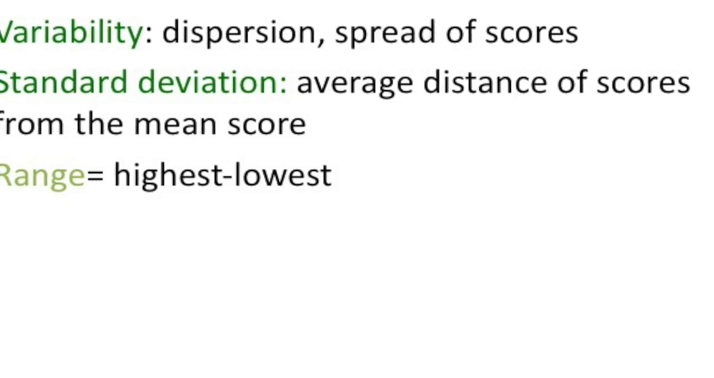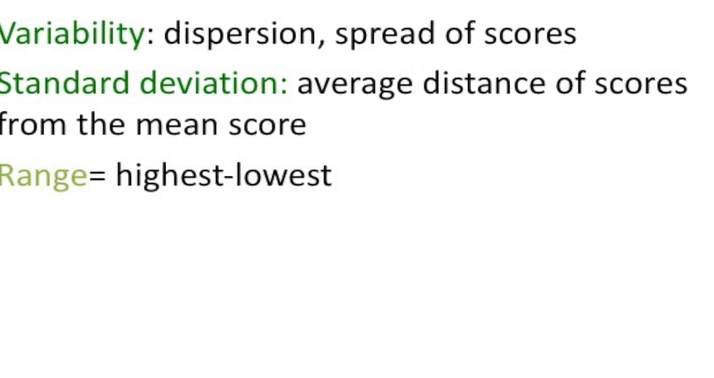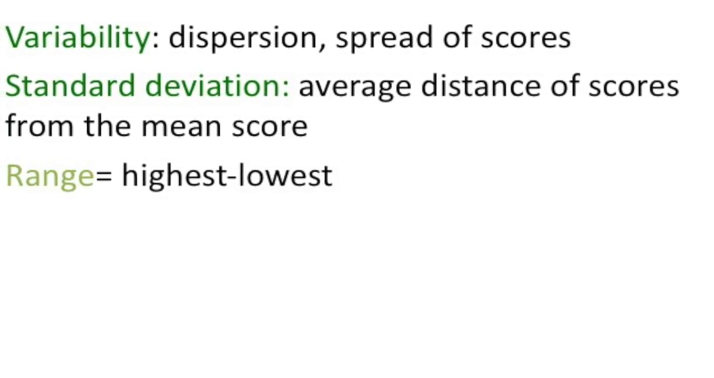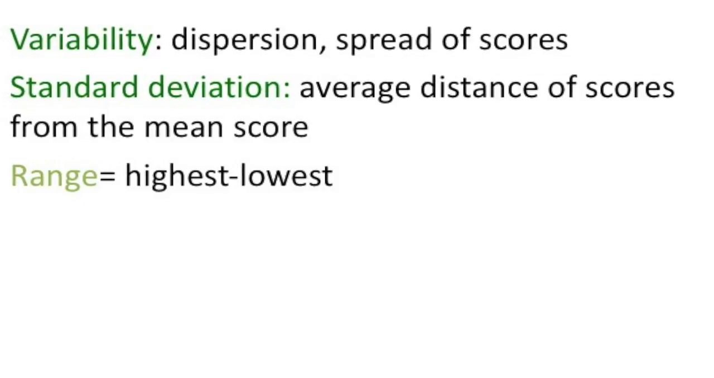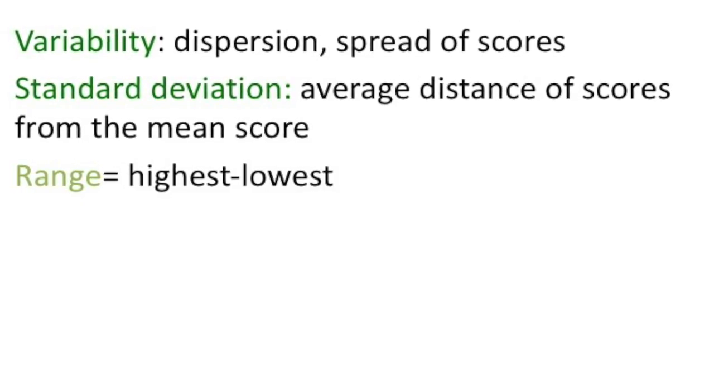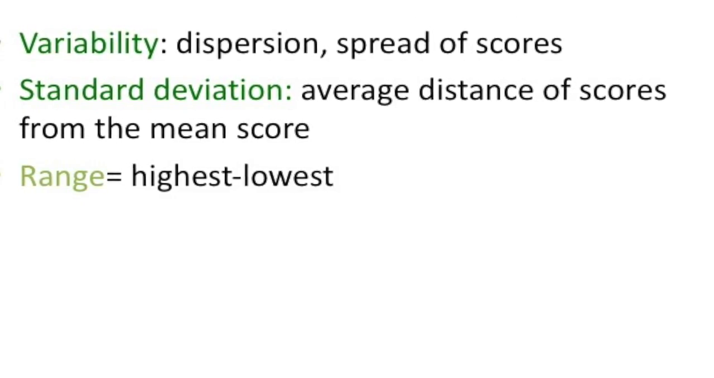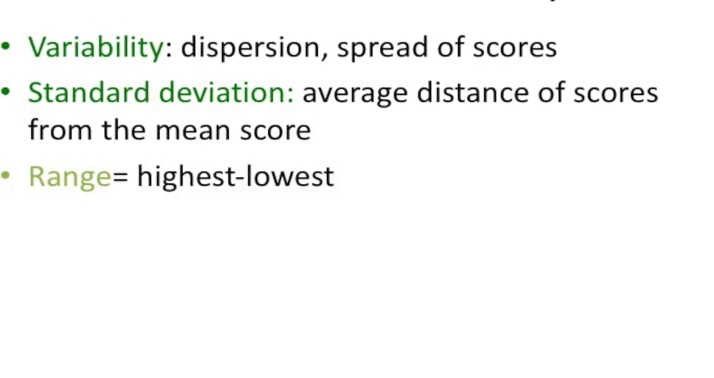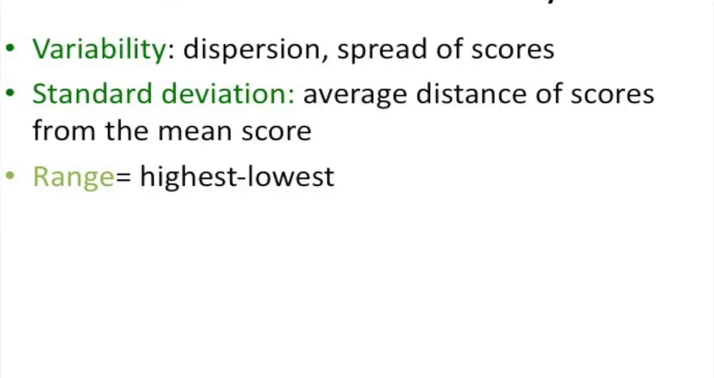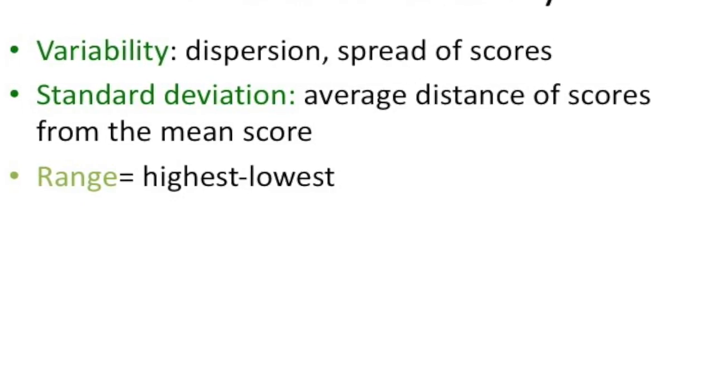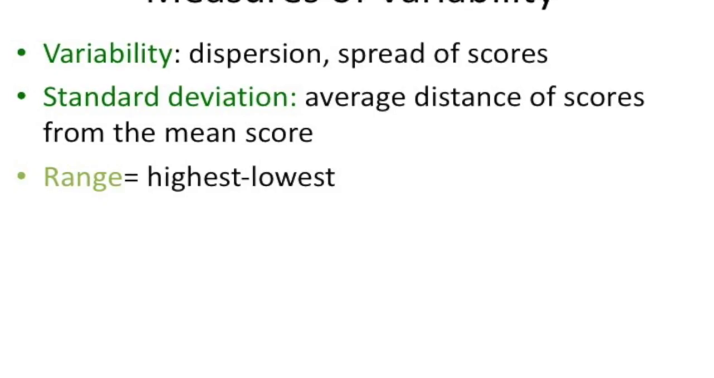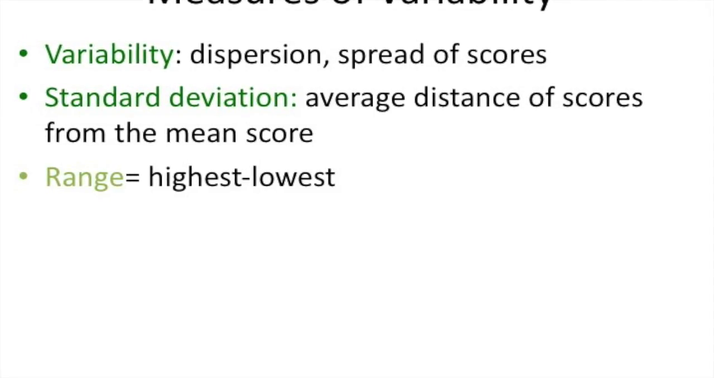Some other important concepts are related to measures of variability. Measures of variability tell us about the spread of scores around the mean or average score in a distribution. Range is a quick estimate of variance, the difference between the lowest and the highest scores in a distribution. Standard deviation is the average distance of scores from the mean score. It is calculated by taking the square root of the variance.